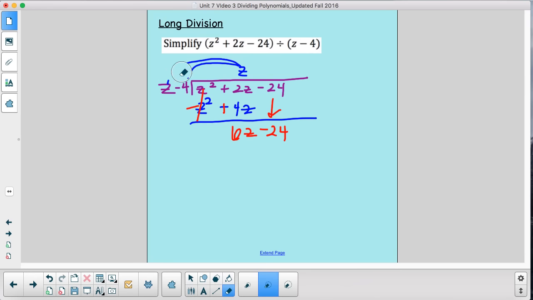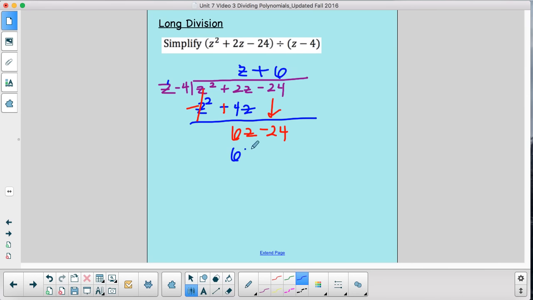Now we go ahead and repeat the process. We say z times what gives me 6z? Well, z times 6, so plus 6. We take and distribute the 6. So we get 6z. 6 times negative 4 is negative 24. And like before, we would subtract. So minus plus. And these all cancel, and I'm left with the remainder of 0. So my answer would just be, when I take z squared plus 2z minus 24 divided by z minus 4, I get z plus 6. Okay, so there is my example of long division.